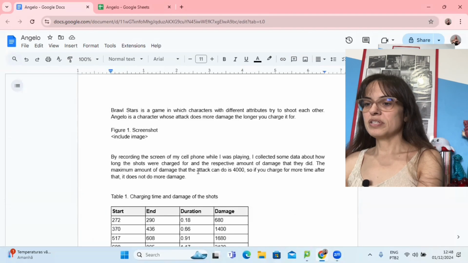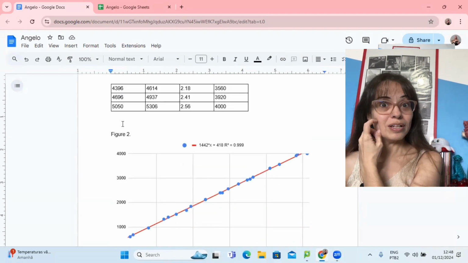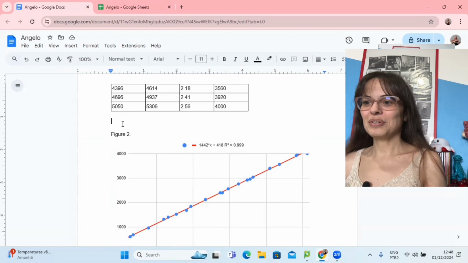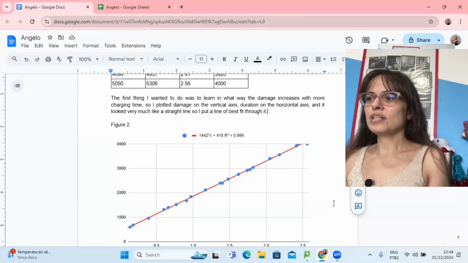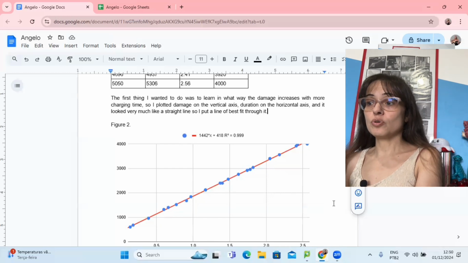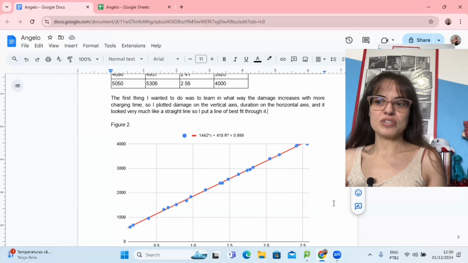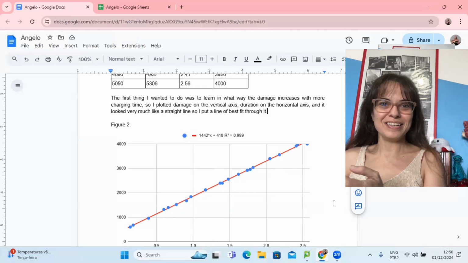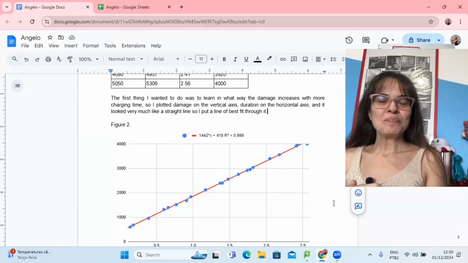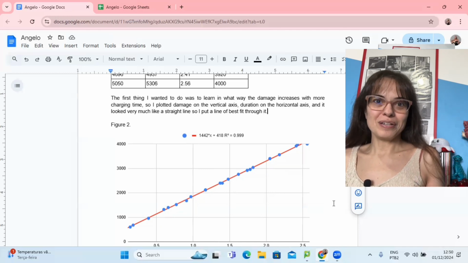Don't just throw a table of numbers and then throw a picture. You have to talk a little bit to your reader, right? Don't leave him alone. So the text is really the obvious thing. The first thing I wanted to do was to learn in what way the damage increases with more charging time, because that's not immediately obvious. I mean, it is obvious now, we are seeing it, it's a linear function, but when we were just looking at numbers or just playing the game, that's not obvious. It might have been something else.